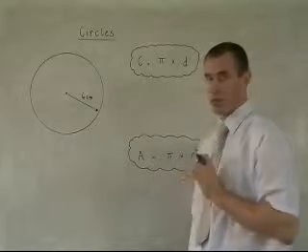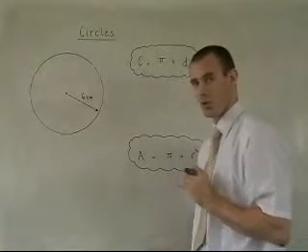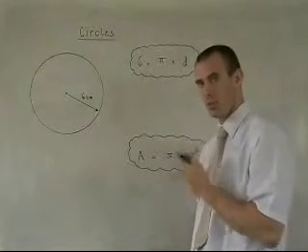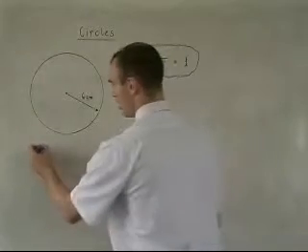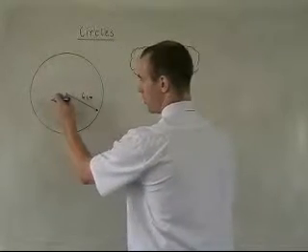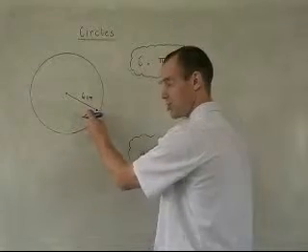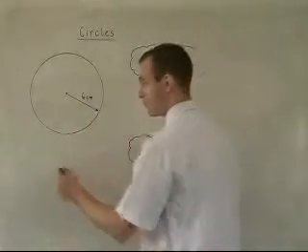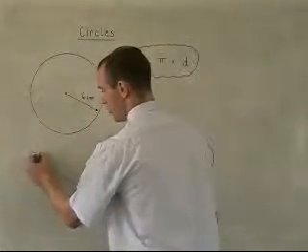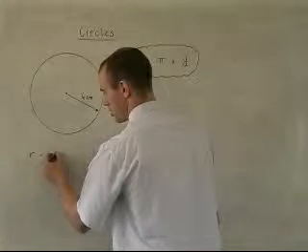Before we do anything with this question, it's very important to make sure we know what the radius is and what the diameter is. Now, in this case, we have a line from the centre of the circle to the outside of the circle, so that's the radius. So little r equals 6 centimetres.